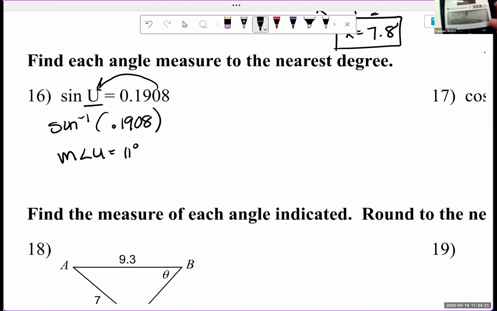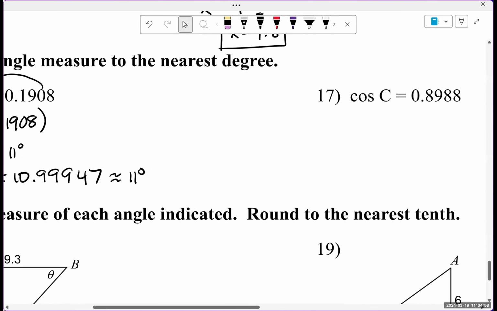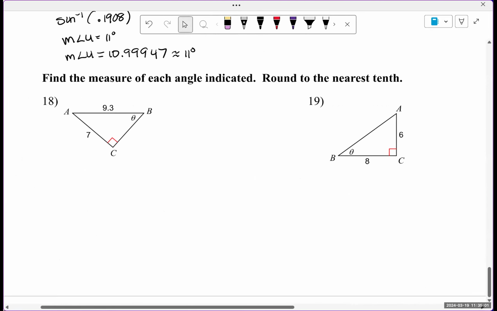Can you see that it says sine inverse? Sine inverse of 0.1908. You would get measure of angle U is 10.99947, which rounds to 11 degrees. So that's how you use it with the table. I'm going to let you do number 17 on your own. Now let's go to 18.